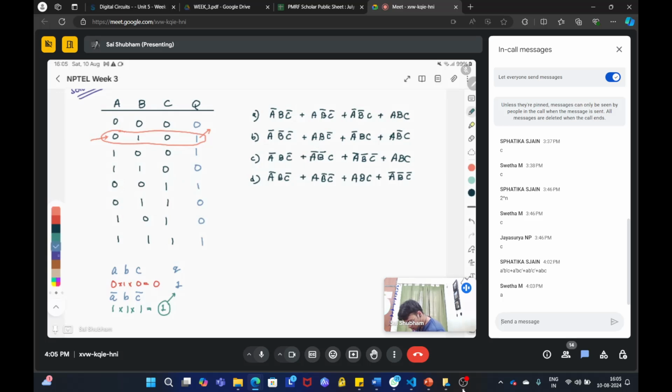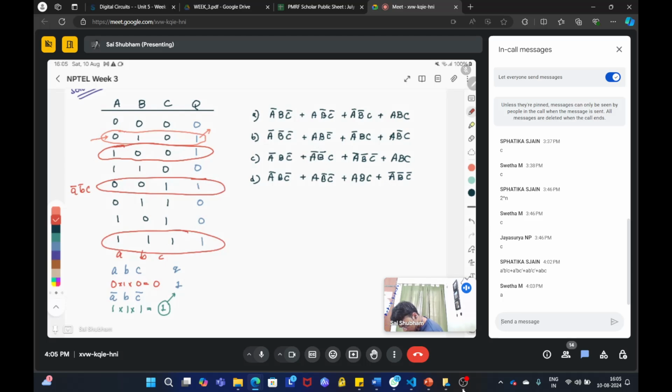Okay, so in this case we have to select all the cases where the output is 1. So this looks as A B C. This is A bar B bar C. This is A B bar C bar, and this is A bar B C bar. Okay, so which is I think quite similar to this option. Okay, A B C.